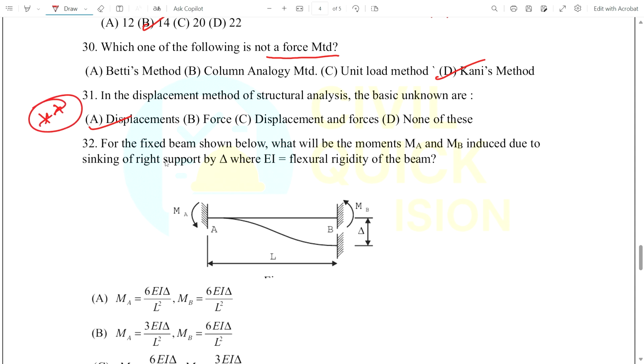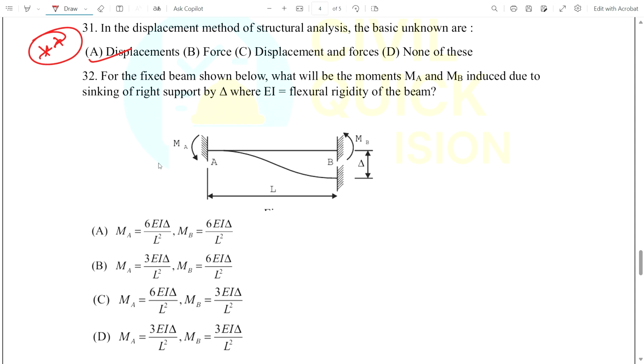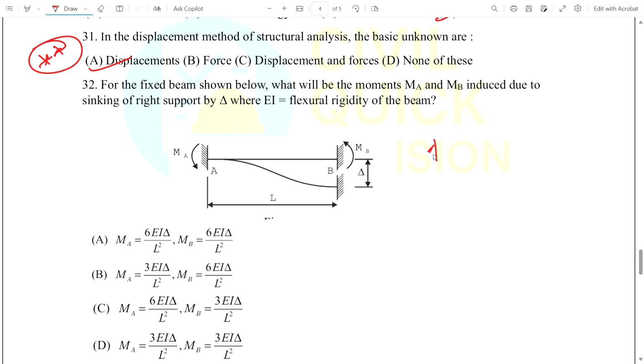Now coming to 32, for a fixed beam shown below, what will be the moment at A and B induced due to sinking of right support by del? And EI is the flexural rigidity of the beam. So moment at A and moment at B is how much?